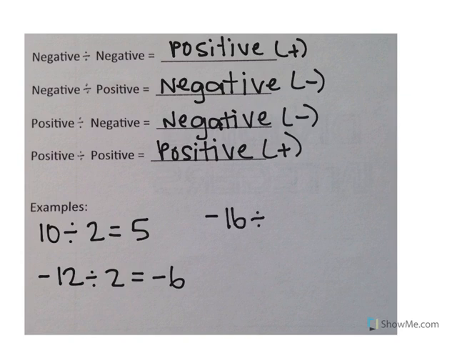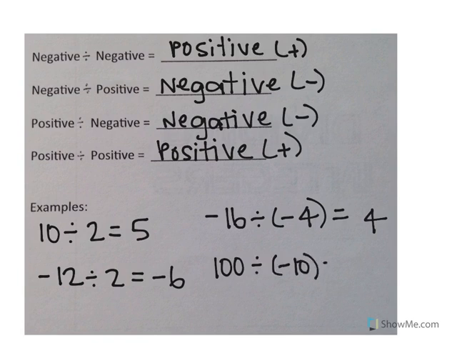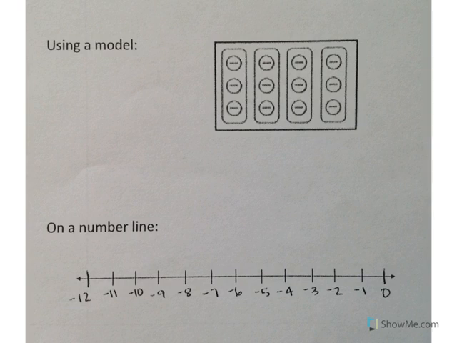Negative 16 divided by negative 4 is actually going to give us a positive answer or a positive quotient because it's a negative number divided by a negative number. And positive 100 divided by negative 10 is going to be negative 10 because a positive integer divided by a negative integer will result in a negative answer or a negative quotient. Let's observe this in a model.